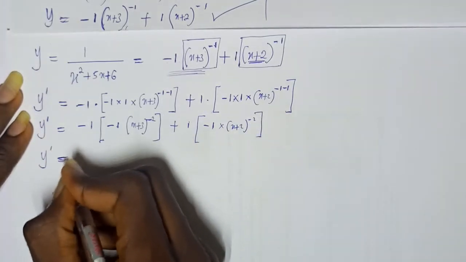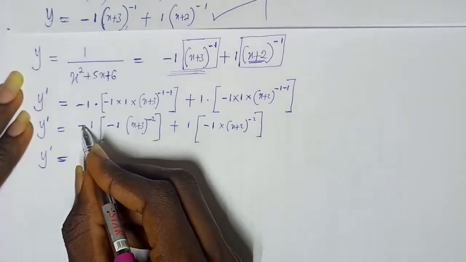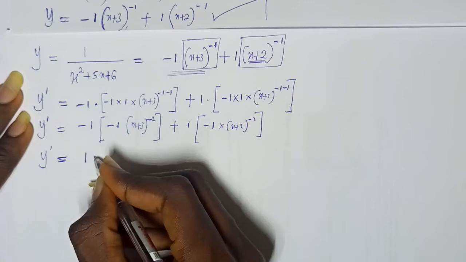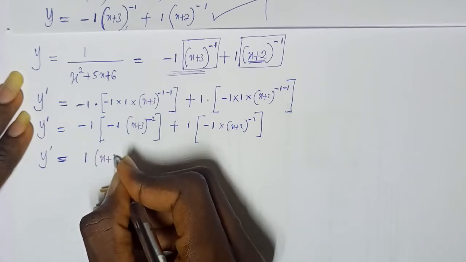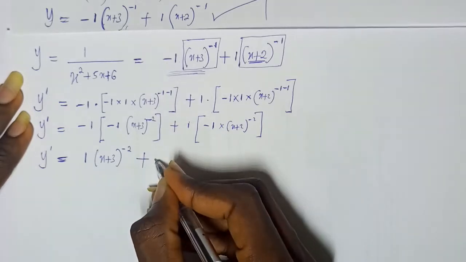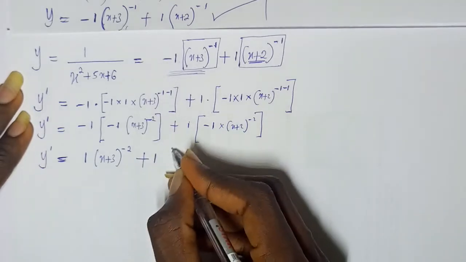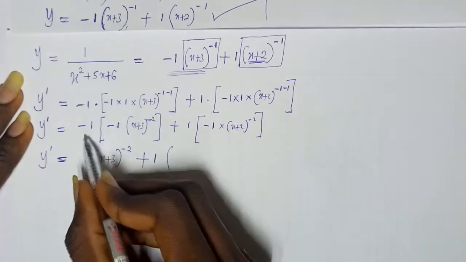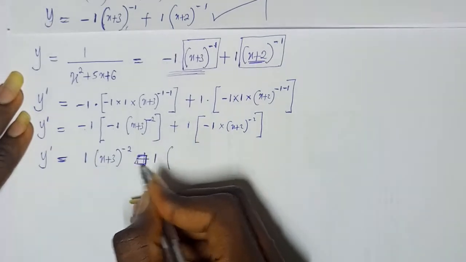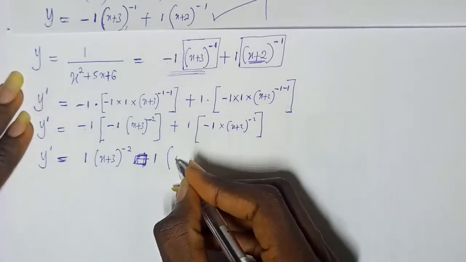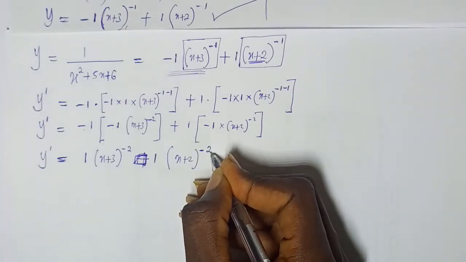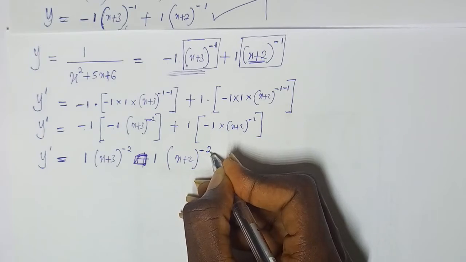So hence, when you open up the bracket, negative 1 times negative 1 will give you positive 1. So I end up having just 1 of x plus 3 raised to the power of negative 2, plus 1 times minus 1, which is a negative 1, of x plus 2 raised to the power of minus 2. So that's how it works.